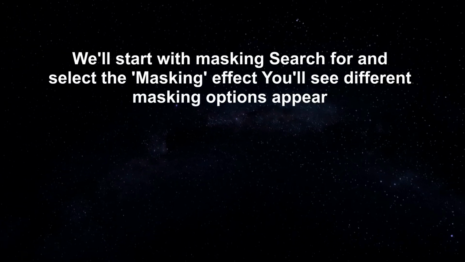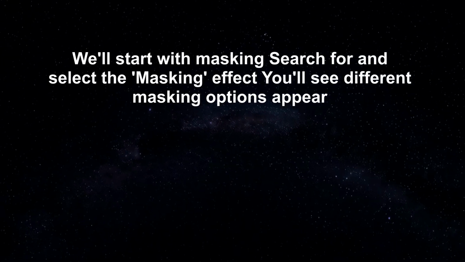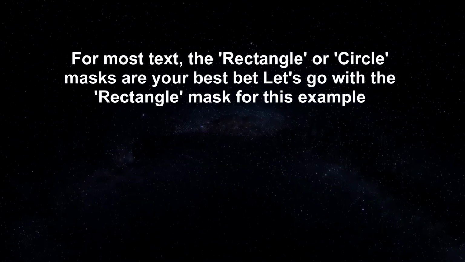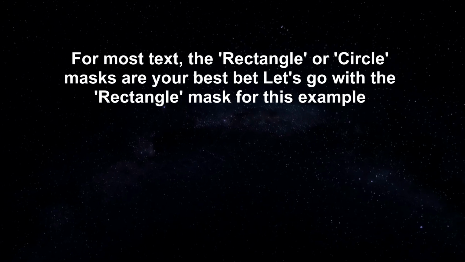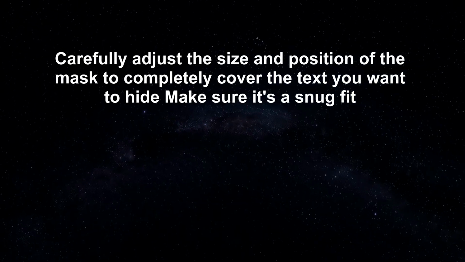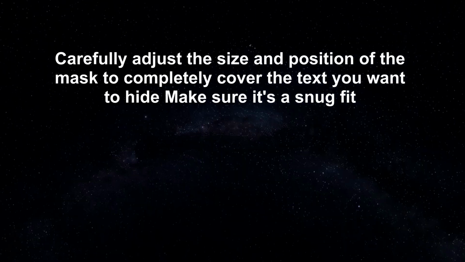We'll start with masking. Search for and select the masking effect. You'll see different masking options appear. For most text, the rectangle or circle masks are your best bet. Let's go with the rectangle mask for this example. Carefully adjust the size and position of the mask to completely cover the text you want to hide. Make sure it's a snug fit.